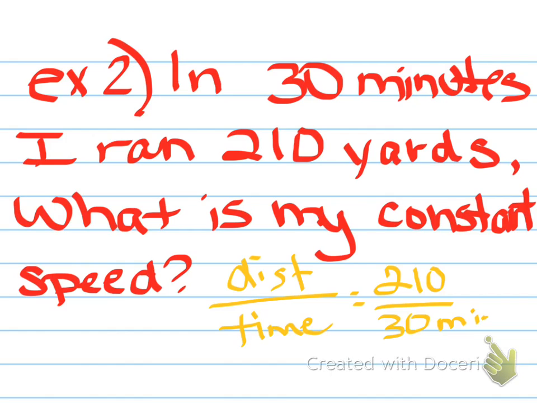30 minutes, 210 yards, but we want to figure out what the constant speed is, which means we're going to find a unit rate. And so to be able to do that, we need to divide by 30 top and bottom, and that gives us 70 yards in 1 minute.